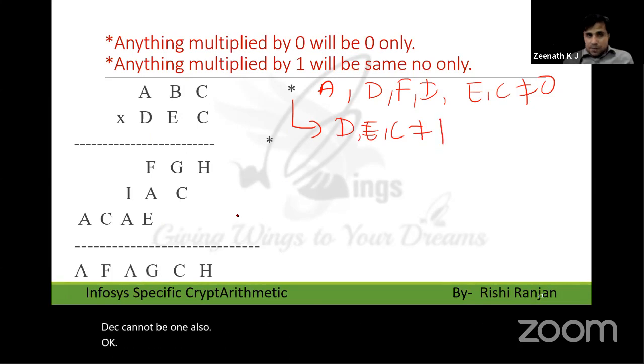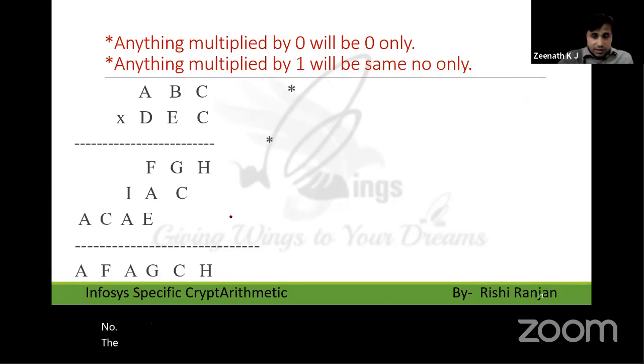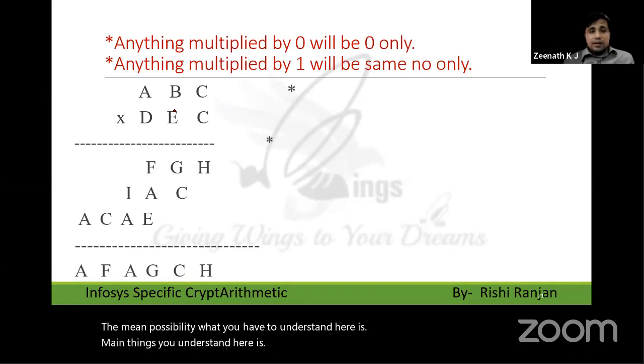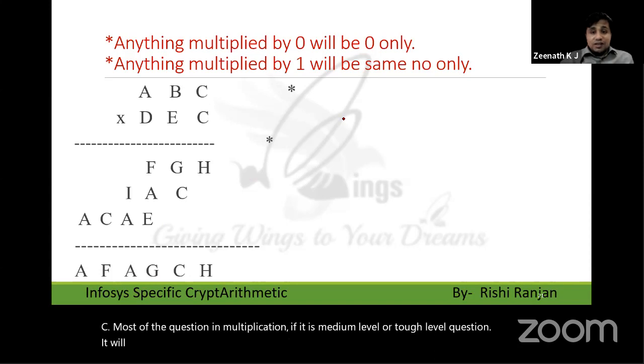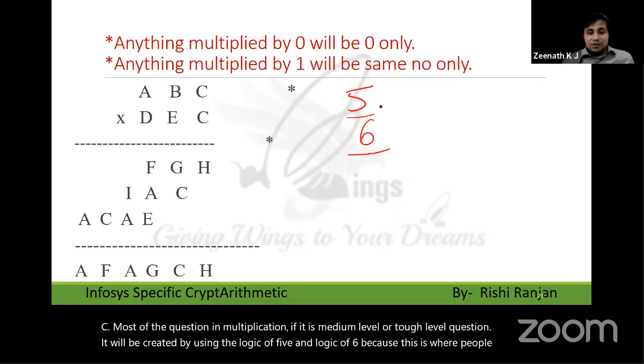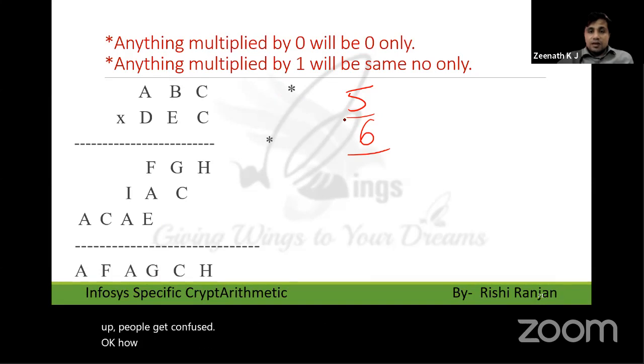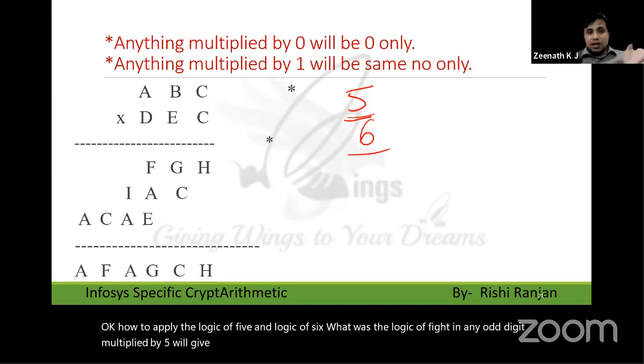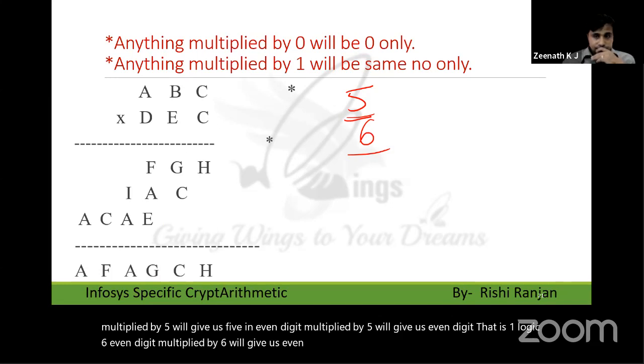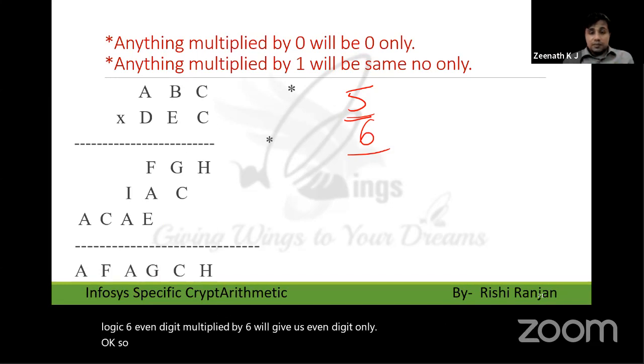Okay? Now, the main things you have to understand here is, most of the questions in multiplication, if it is medium level or tough level, will be created by using the logic of 5 and logic of 6. Because this is where people get mixed up, people get confused. How to apply the logic of 5 and logic of 6? What was the logic of 5? Any odd digit multiplied by 5 will give us 5. Any even digit multiplied by 5 will give us even digit. That is one logic. 6: even digit multiplied by 6 will give us even digit only.